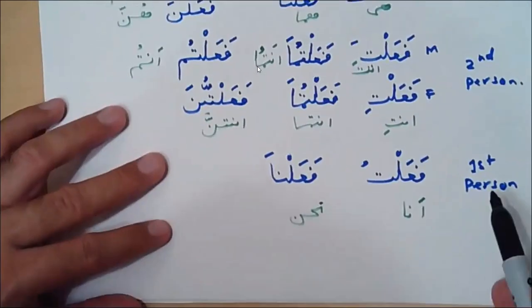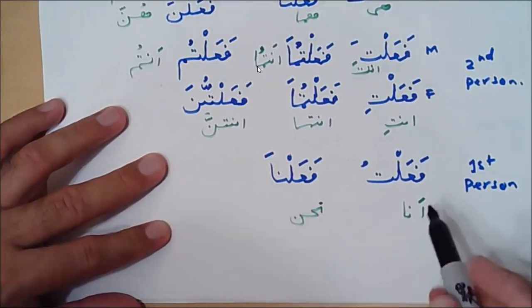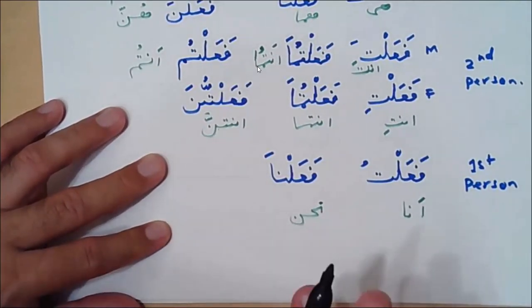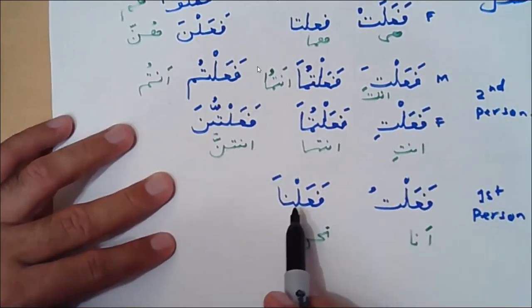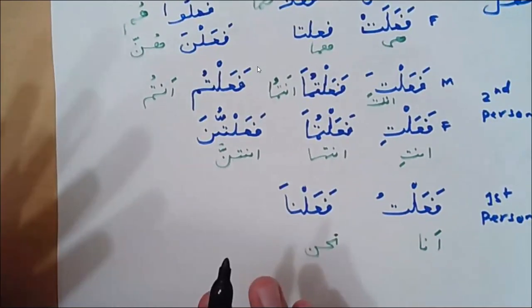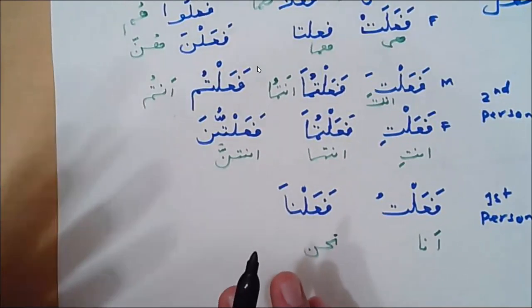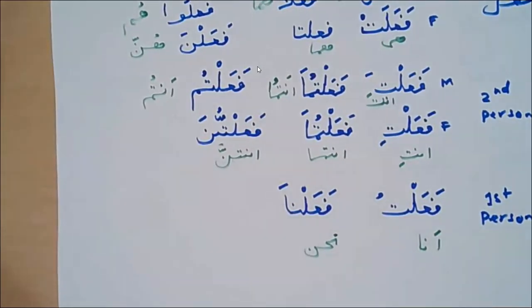And for the first person, we have fa'altu, fa'alna. Making sense? Fa'altu is for ana, and fa'alna is for nahnu, which is the last pattern for the pronouns. Fa'alna is also for the Musanna, and for the Jama. Okay? Making sense?